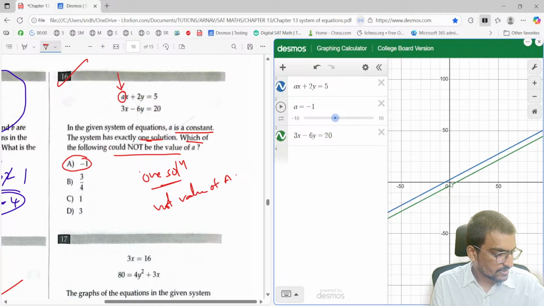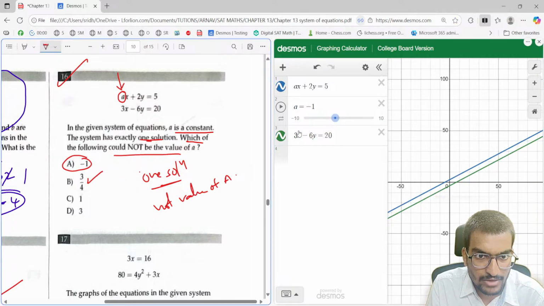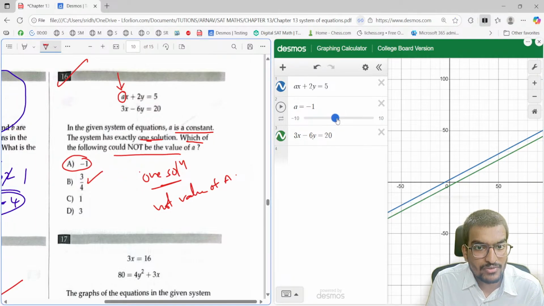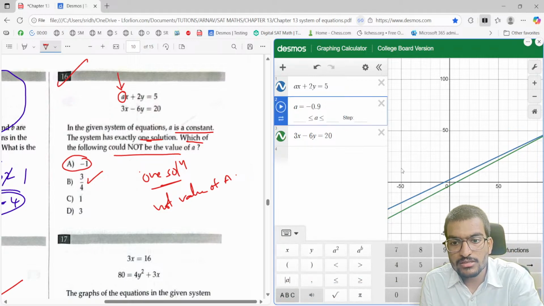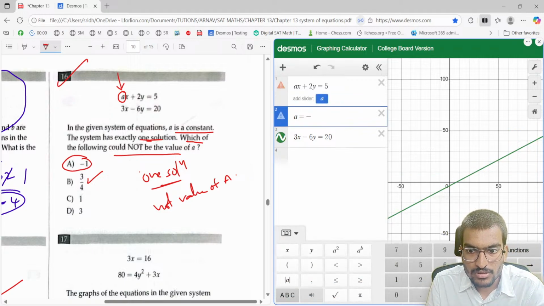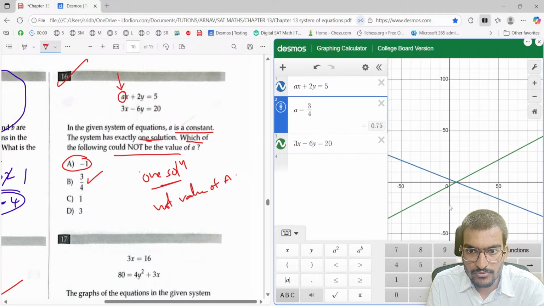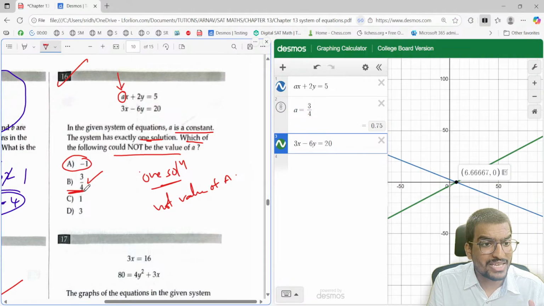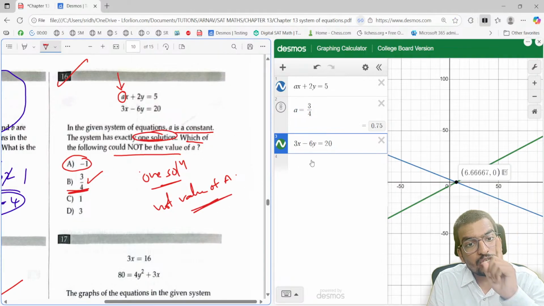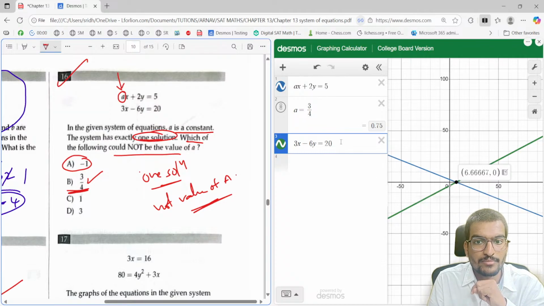Hold on for a second. If you have any doubt, you can change the value of a. Let's see, 3 by 4. 3 by 4 is nothing but 0.75. Just remove this and type 3 divided by 4. They are meeting at a point, which means that is a solution. Option B gives one solution, and it is a possible value of a. So option B is incorrect.